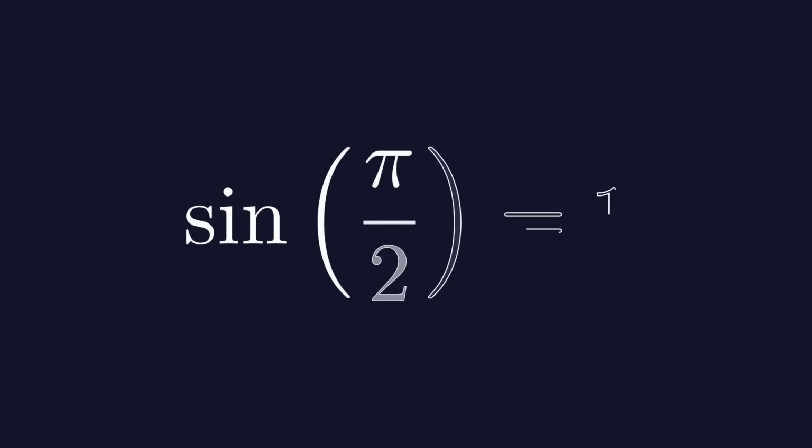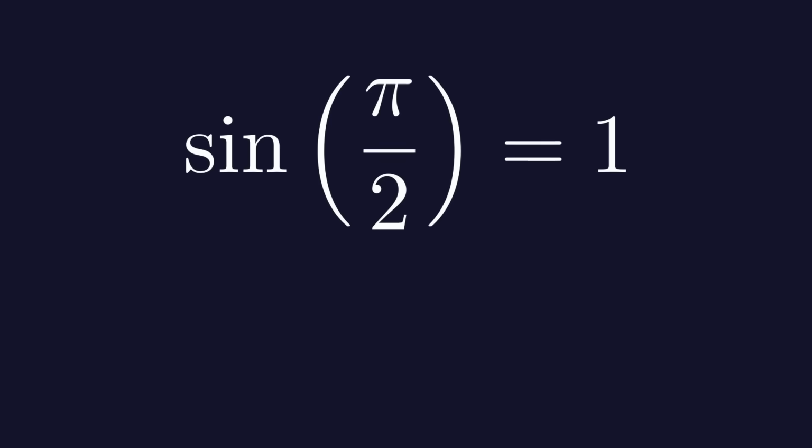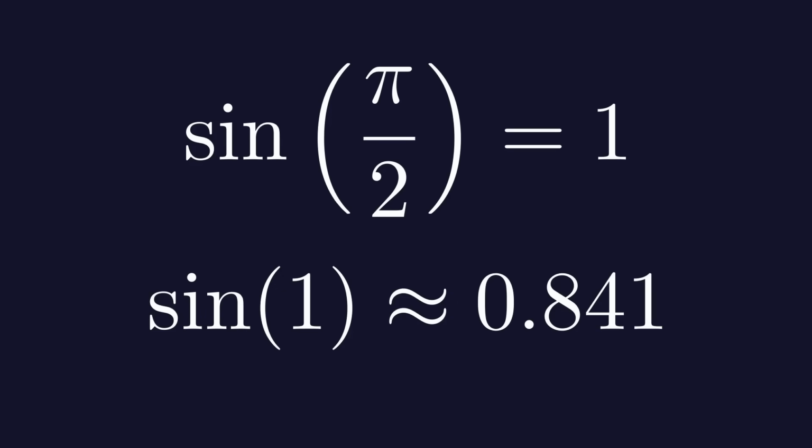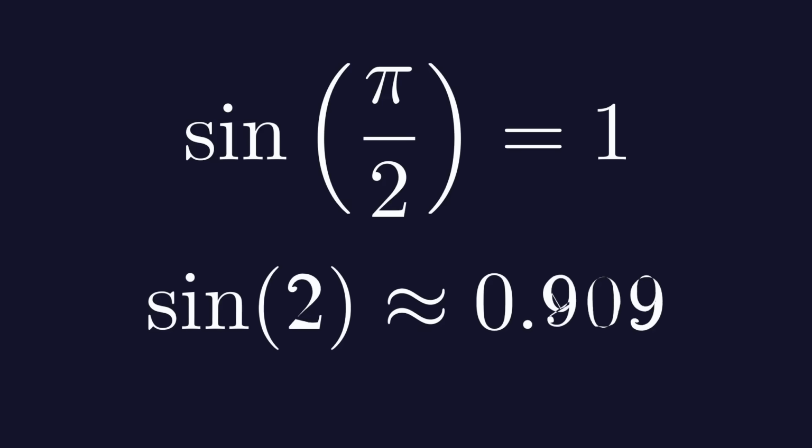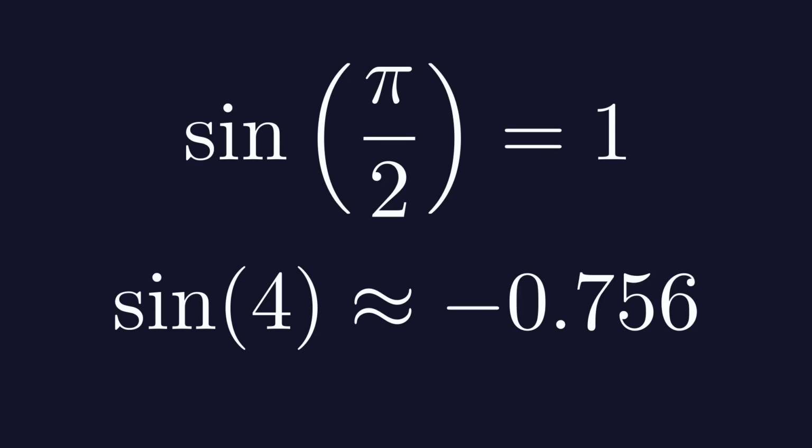Sine of pi over 2 is equal to 1. But sine of 1 is an irrational number equal to around 0.841. If we plug integer values into the sine function, we get irrational results.